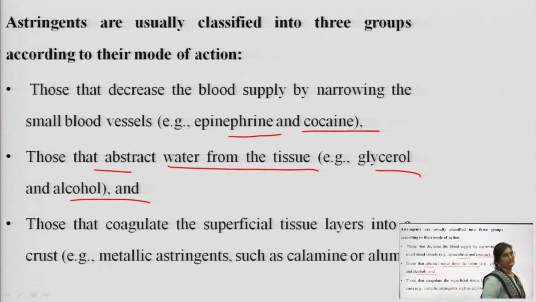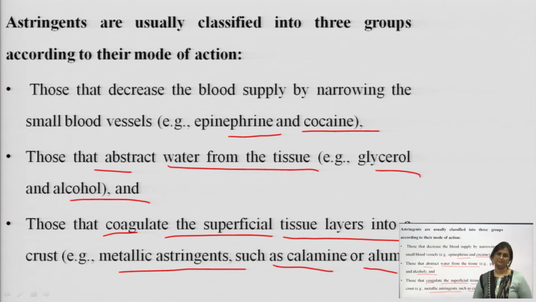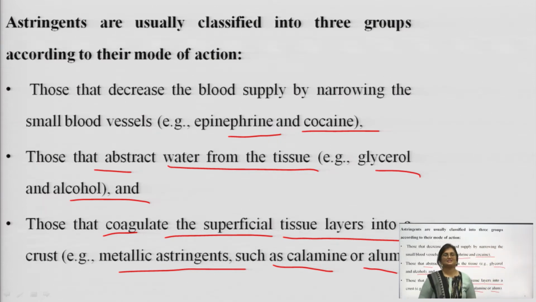The third category of astringents can be defined as the ones that coagulate the superficial tissue layers into a crust. They coagulate tissue protein into a crust-like material. Examples are metallic astringents such as calamine or alum. So here we have seen the major classification of astringents.